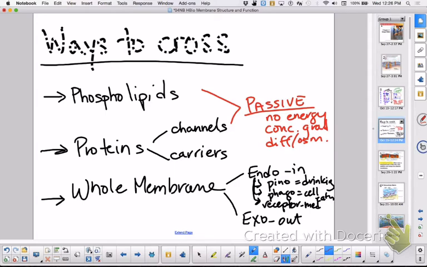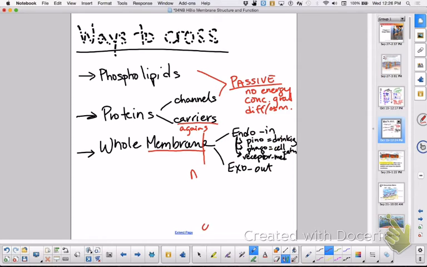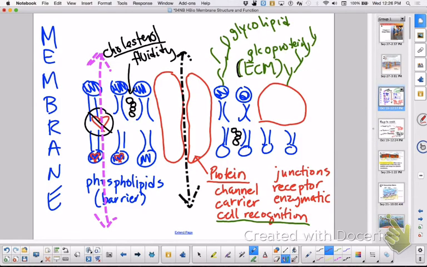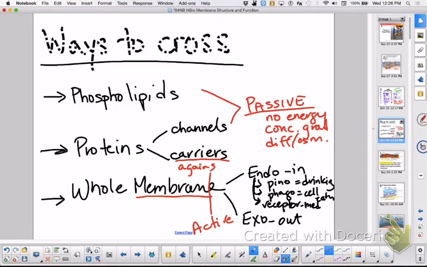Okay? But if I go against the gradient, like if I'm using a carrier and going against it, or if I'm using the whole membrane, that's not going to be passive. That's going to be what? Active. Okay, that's going to be active transport if I go against the concentration gradient. You all right so far?